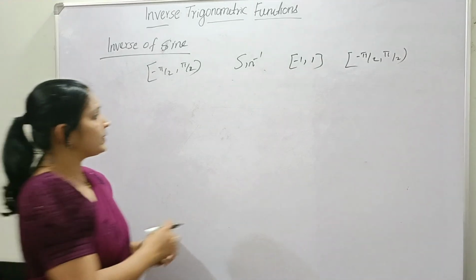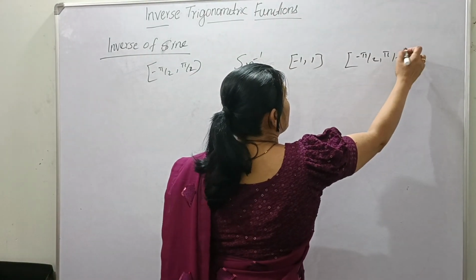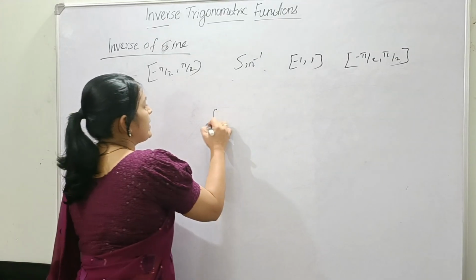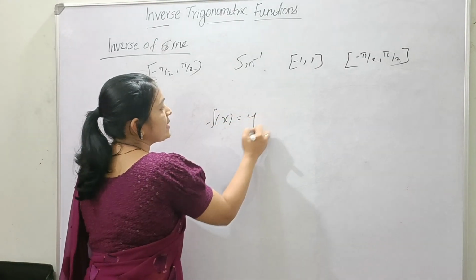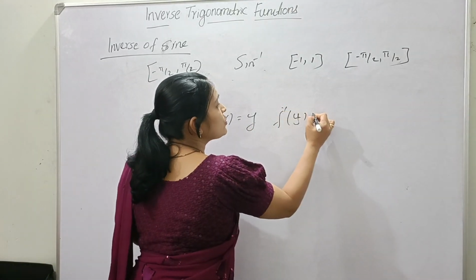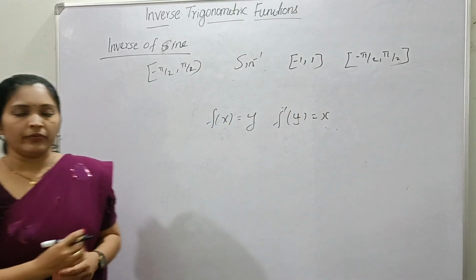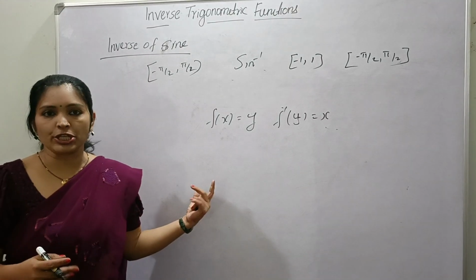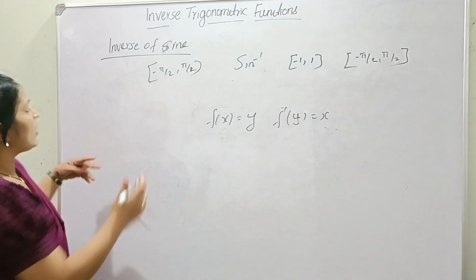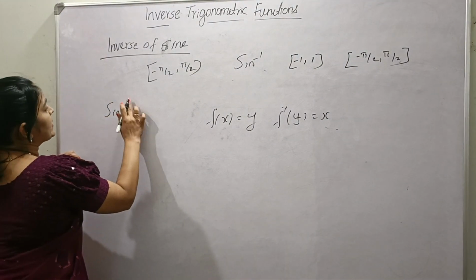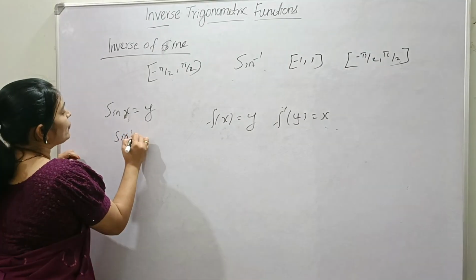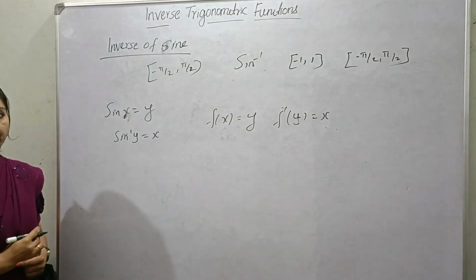Okay, so here, we have already studied this. See, f of x is a function. f of x is equal to y. Then its inverse is nothing but f inverse of y is equal to x. We have already studied it in relations and functions, right? Inverse of a function. So here also, for the sine function, if sine x is equal to y, then sine inverse y is equal to x. Okay.